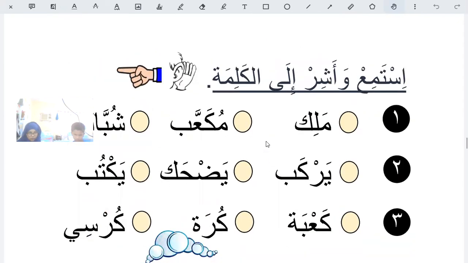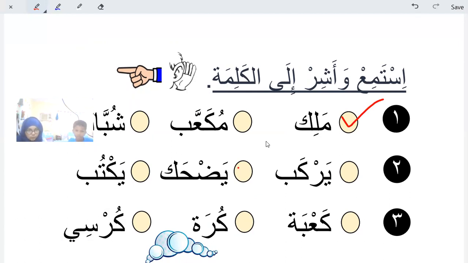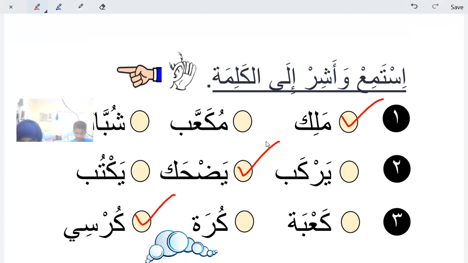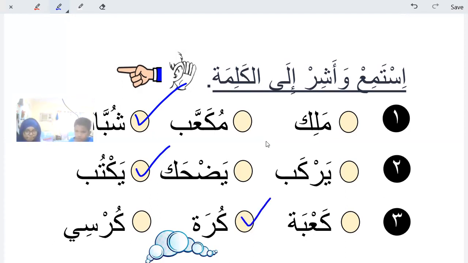Listen and point to the word. King. Malik. He is laughing. Yadhaku. Chair. Kursi. Third one. Okay. Window. Yes. Shubak. Good. He is writing. He's writing, Yaktubu. Correct. Ball. Kura. Okay.